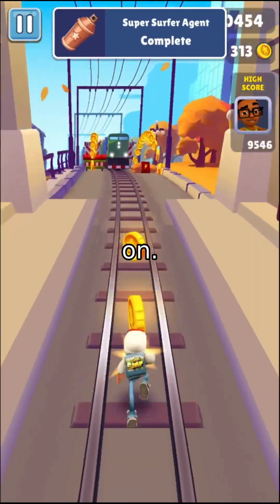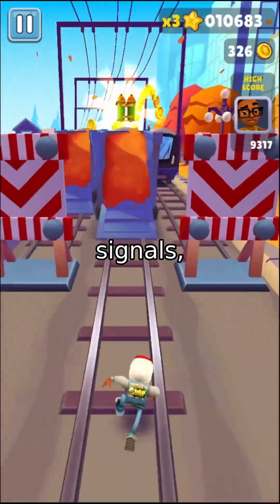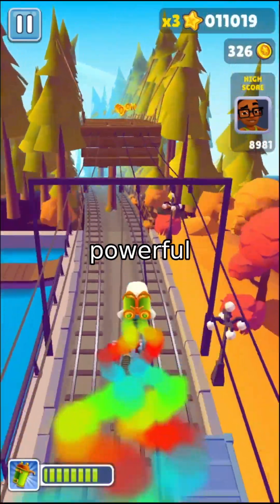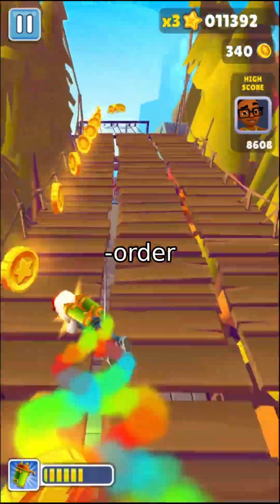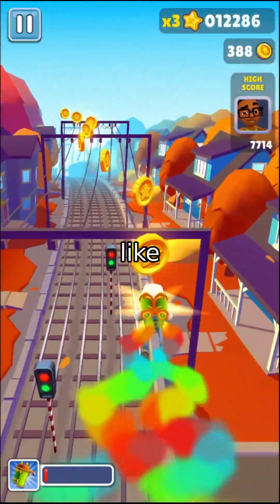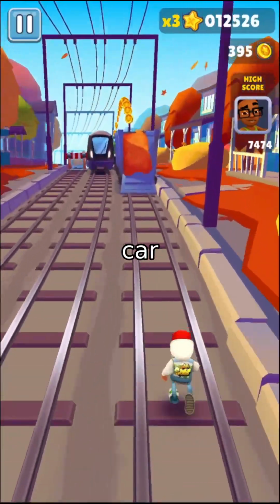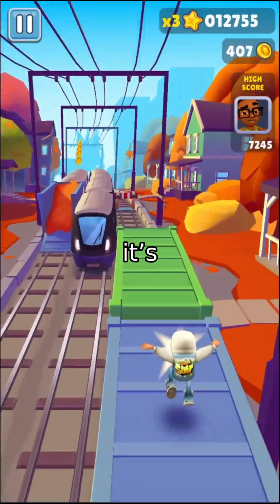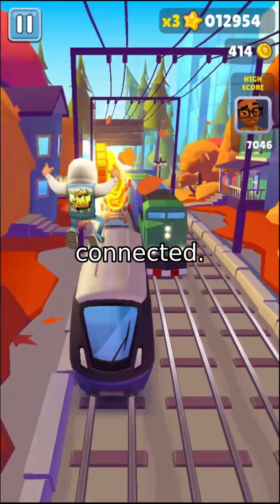And so on. Then, instead of treating these as separate signals, HLaSDI unifies them into a single, powerful latent dynamic system, a high-order differential equation that captures how the entire system evolves over time. It's like having a single brain that understands not just where the car is, but how fast it's going, how hard it's accelerating, and how all those things are connected.